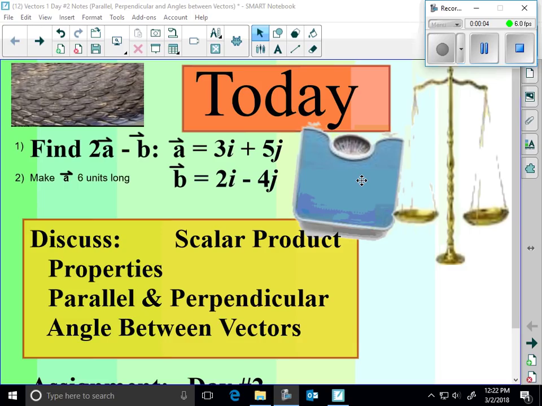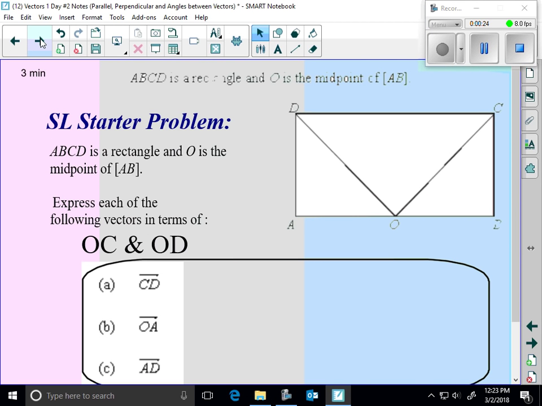Vectors 1, day number 2: parallel, perpendicular, and angles between vectors. We're not going to do a proof today, but we're going to use a new formula, which I'm not going to prove in this class because potentially it was done in honors pre-calc. But you won't have to worry about that at all. You'll just be held accountable for how to use it, not necessarily how to do it or how to come up with it. This is a really good practice problem. I'm not going to do it on these notes, but I might make a separate video for this.